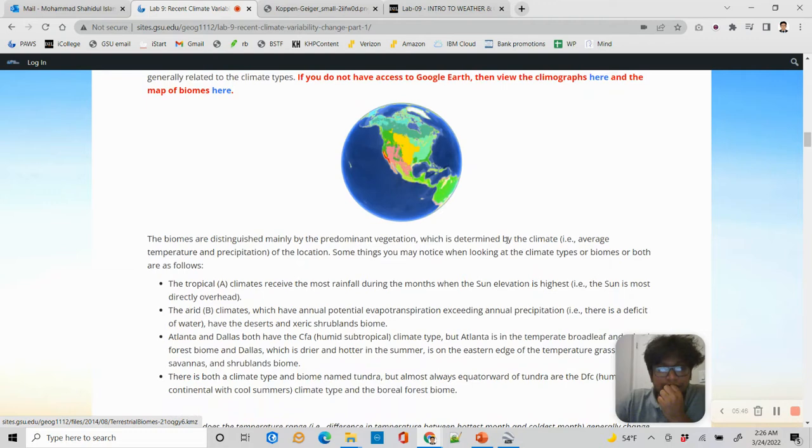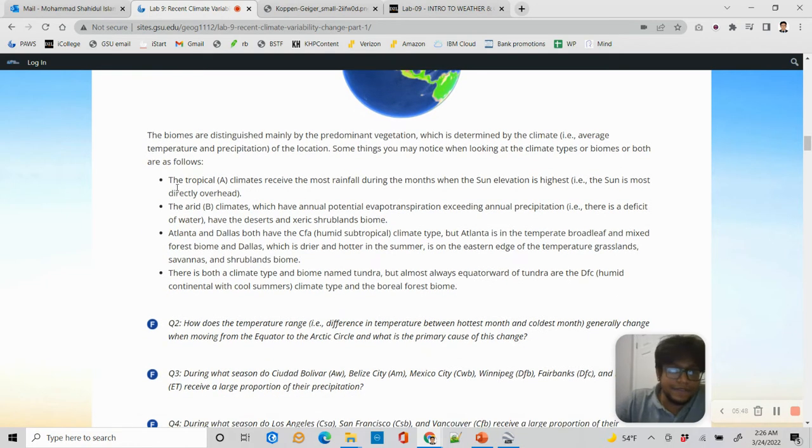Then there is the description of the things that I've been talking about. The tropical A type climate is the tropical climate. The B climate is the arid climate. Then the C climate is the subtropical humid type climate. Another important piece of it is that there is both a climate type and a biome named tundra.